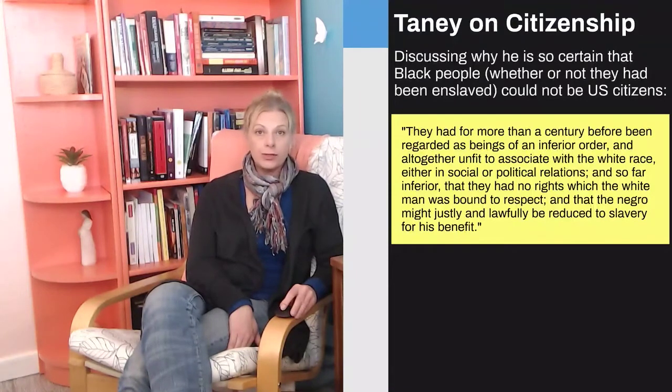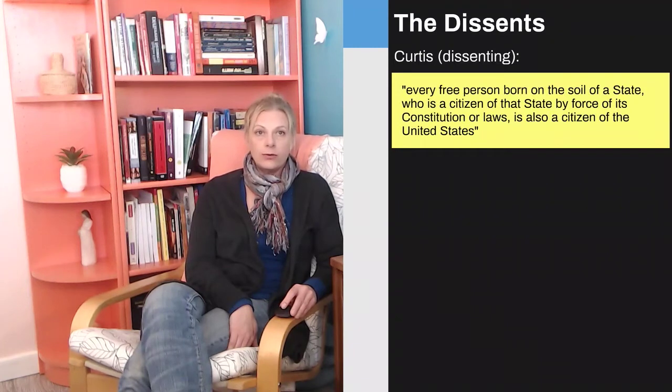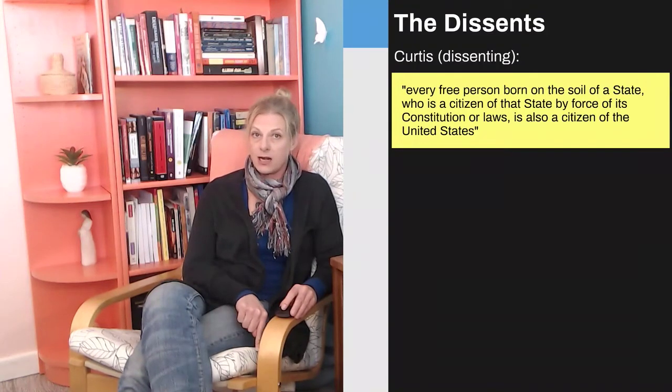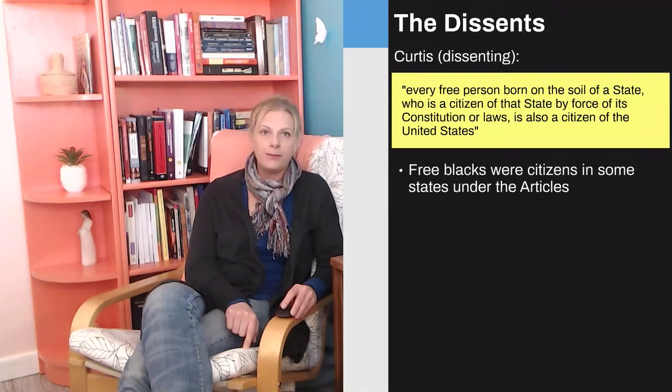Now, there were dissenters in this case. There were two dissents. The first one, Justice Curtis, this is one that was excerpted in your book. And so Curtis focuses here on the citizenship question. He says, every free person born on the soil of a state who is a citizen of that state by force of its constitution or laws is also a citizen of the United States. So he's taking issue with this argument that somehow you could be a citizen of a state and then not be a citizen of the federal government.